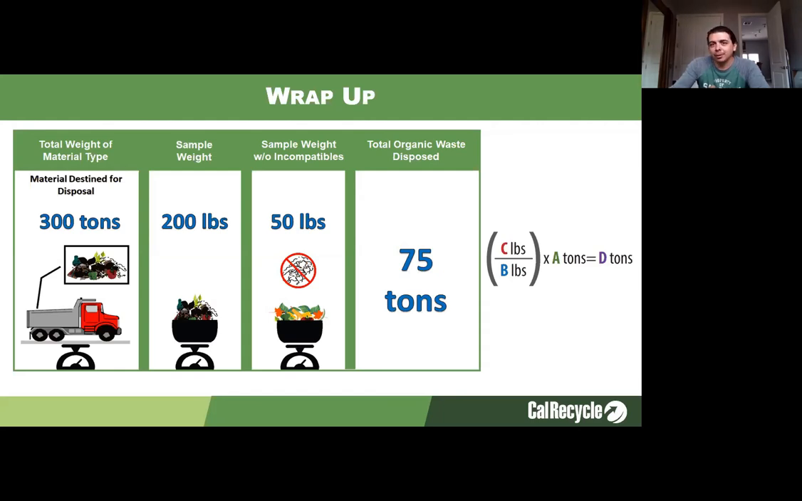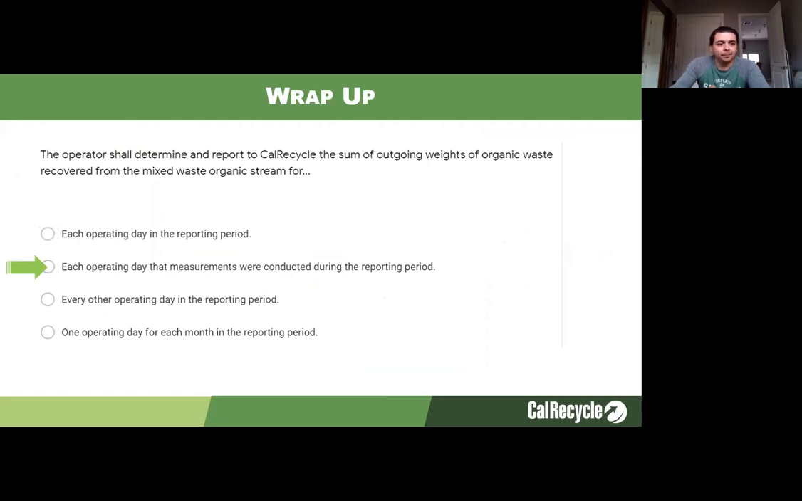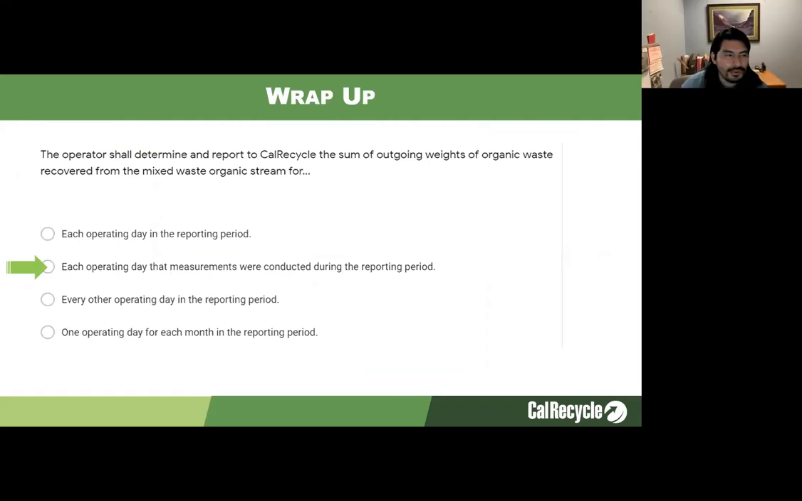And now we have multiple choice questions, so I'll kick it back to Martin. Great. Okay, so this is a multiple choice. There was about 4. First one, the operator shall determine and report to CalRecycle the sums of organic waste that's recovered from the mixed waste organic stream 4. We have selections here regarding how many measurements are done in a reporting period that's in the quarter. Recall that we talked about 10 being done, 10 consecutive measurements done per operating period.